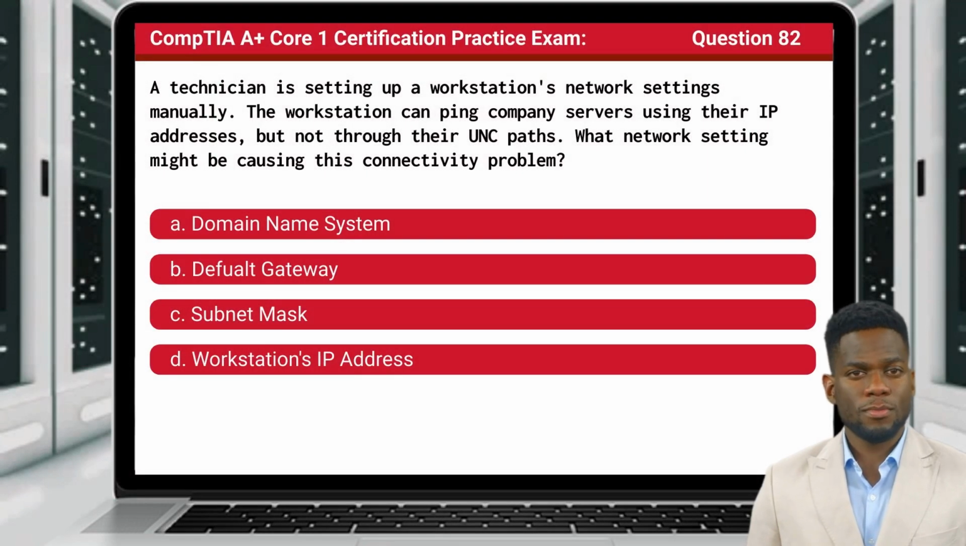Question 82. A technician is setting up a workstation's network settings manually. The workstation can ping company servers using their IP addresses, but not through their UNC paths. What network setting might be causing this connectivity problem?